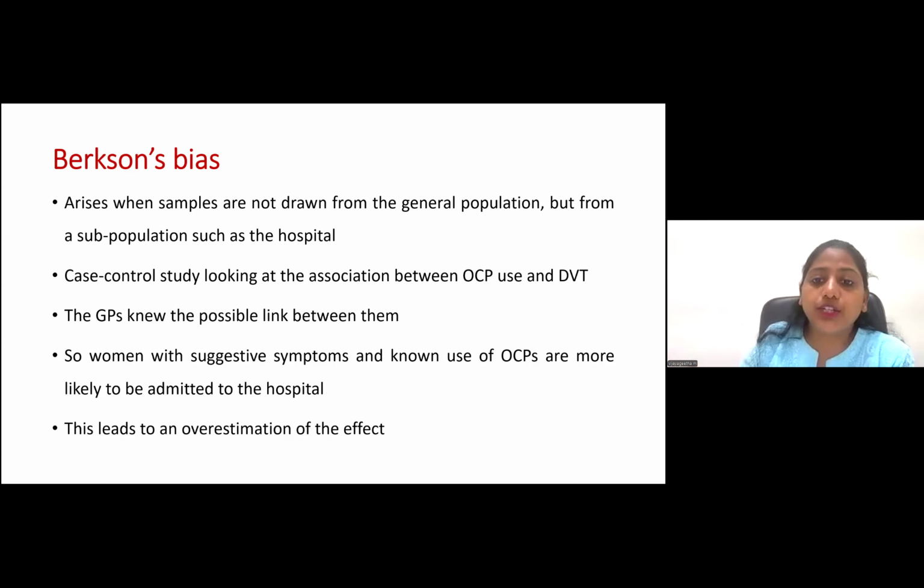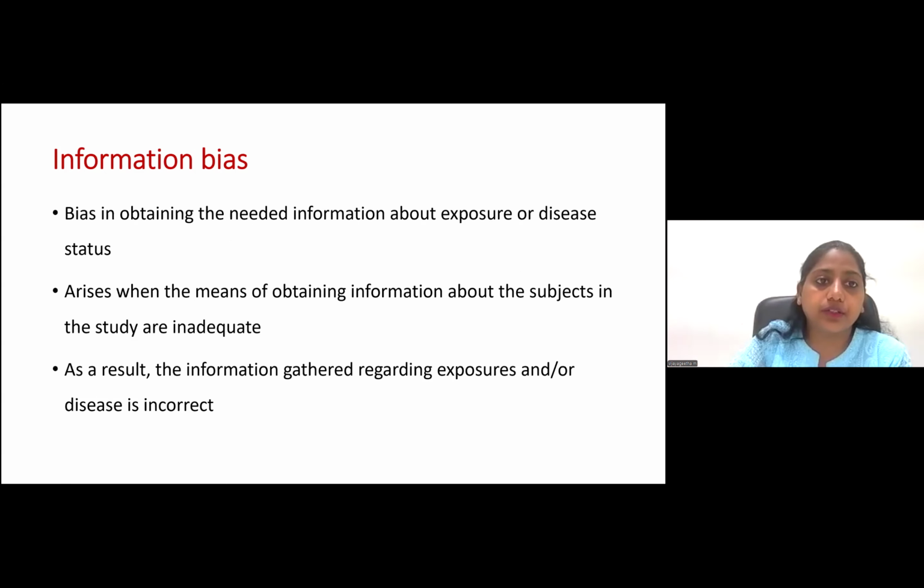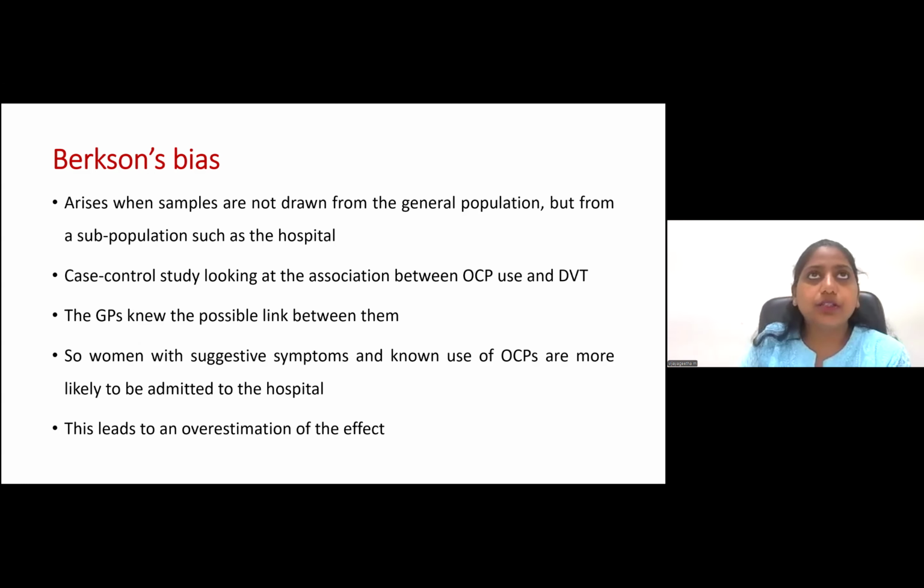So they would suggest, so any women with suggestive symptoms and known use of OCPs are more likely to be admitted by the physician, and this in turn could lead to an overestimation of the effect. Okay, so these were all about selection bias. Now, these are just some types of selection bias.